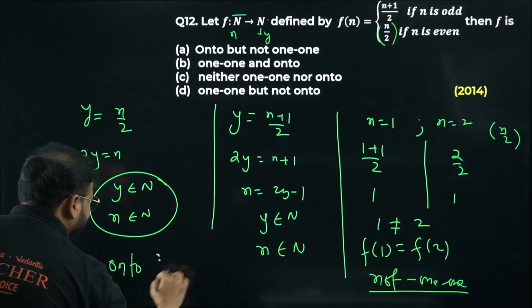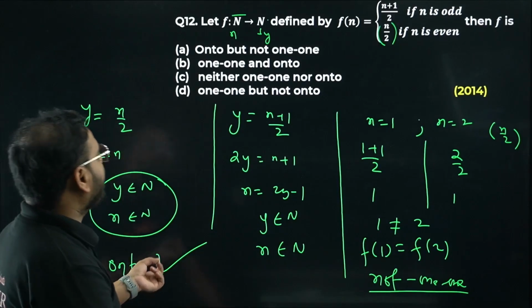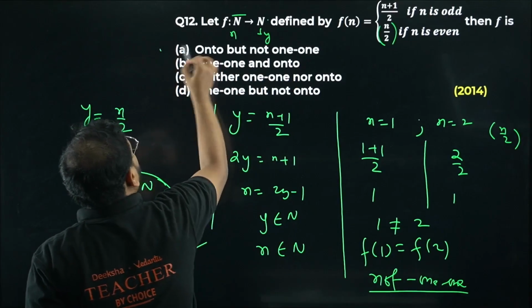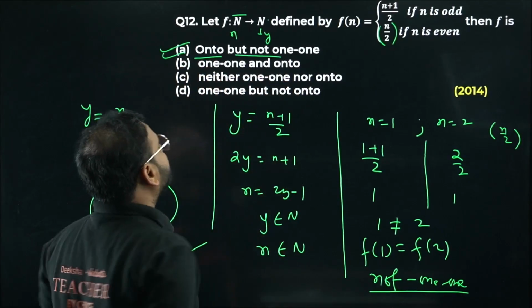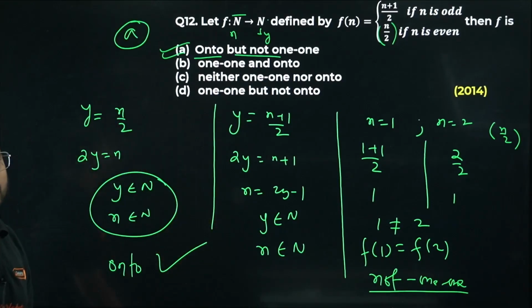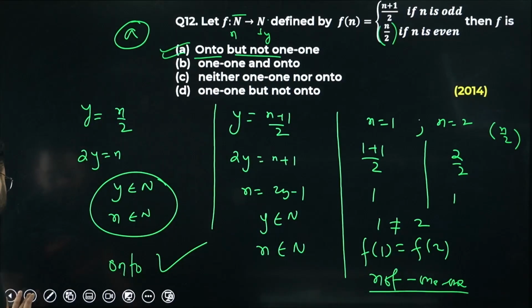Onto function, yes. Not one-one but onto. Option is onto but not one-one. Option A is correct, right? Onto but not one-one. Option A is correct. Please check. Have a look.